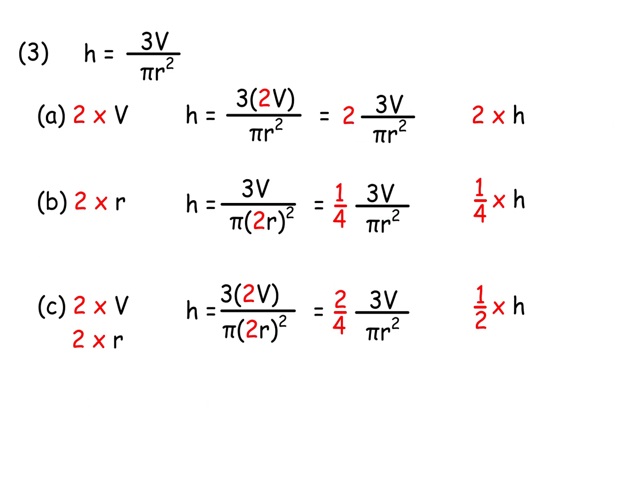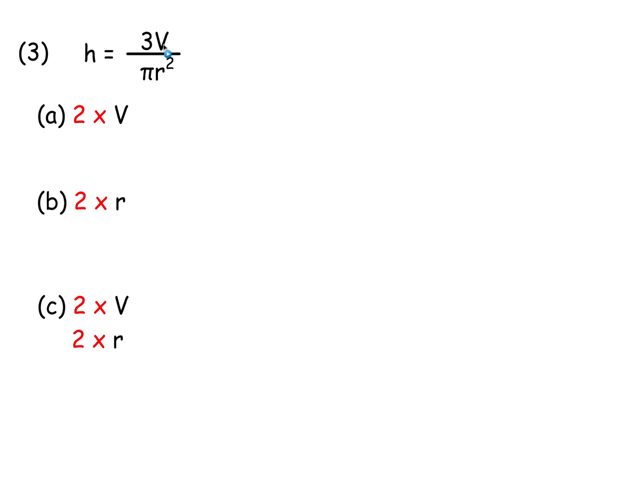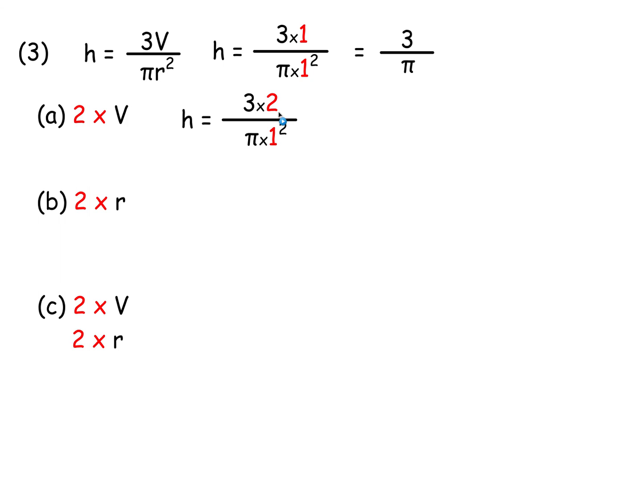So to do this with the numbers, just make v 1 and r 1. It comes out 3 over pi. We want to get the other results to be multiples of 3 over pi. So if we double v, so instead of putting in 1 for v and 1 for r, we're putting in 2 for v and 1 for r. So we've doubled up the v from 1 to 2. Again, I want the 3 over pi coming out, so I just want to know it's 2 over 1 here, which is 2. So this is twice 3 over pi, so it doubled the height.